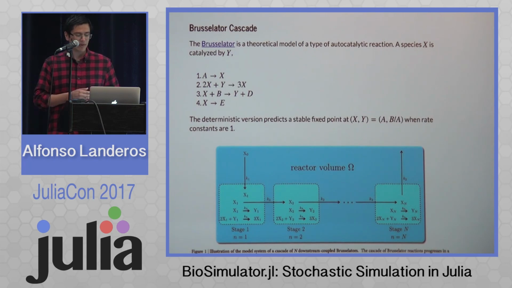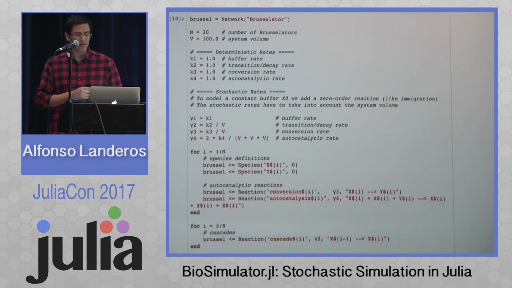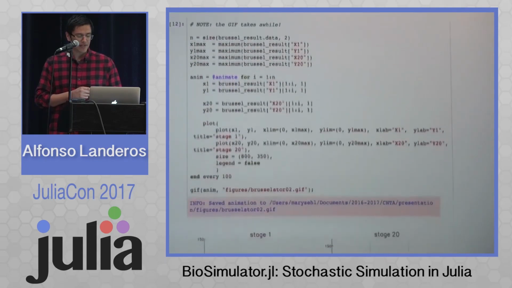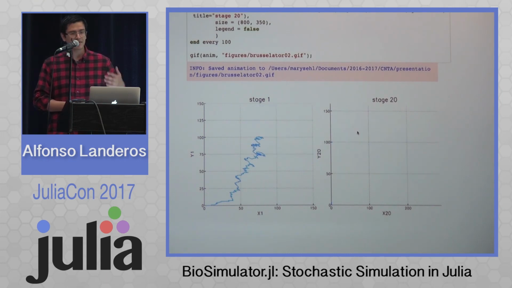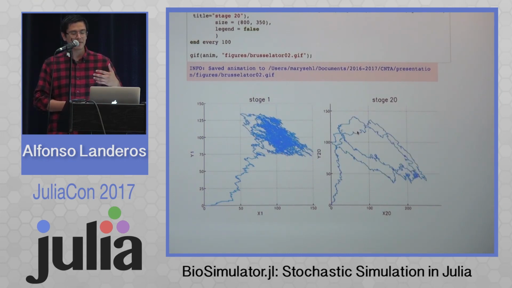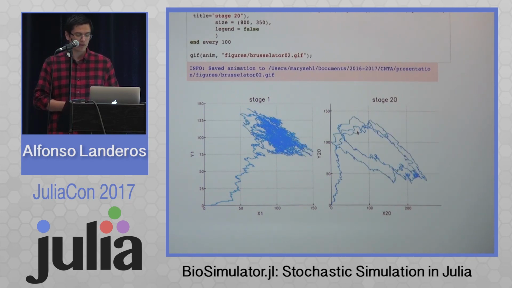And I came across this paper with the Brusselator cascade that basically takes all of these little Brusselators and couples them together to produce this very interesting system where normally if you try to model this in a deterministic setting, what you get is a fixed point under certain parameter regimes. But what you can see with this is that you actually start to see some noise further down the stages of the Brusselator. So as these reactions take place, the noise is amplified through the biological or through the chemical network.